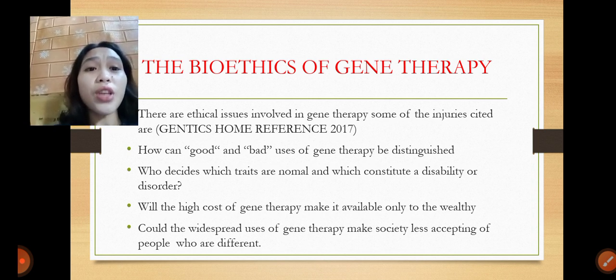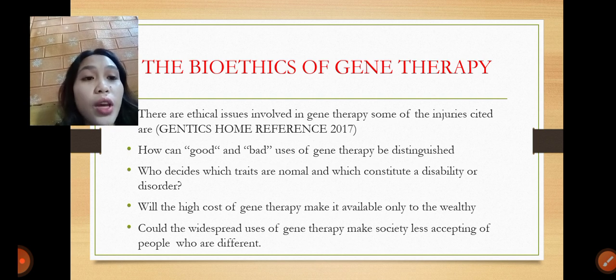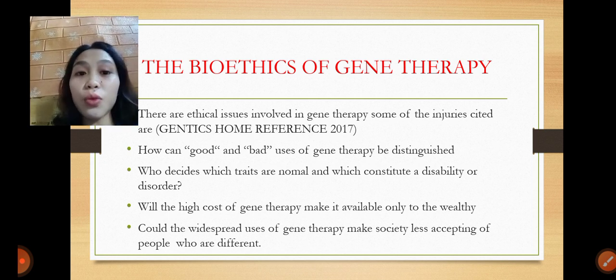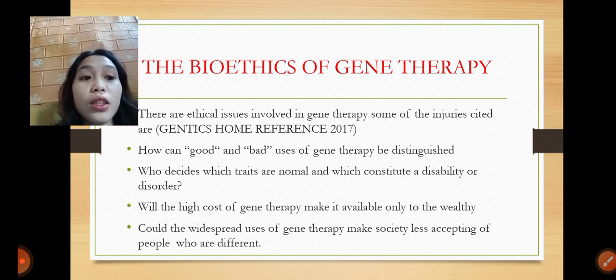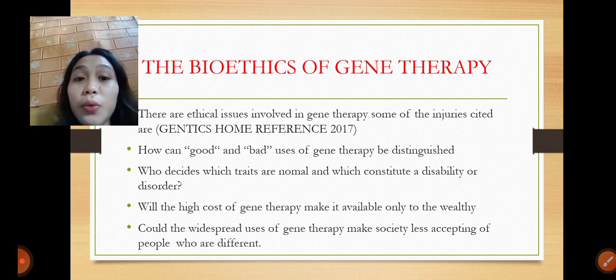The bioethics of gene therapy. There are ethical issues involved in gene therapy. Some of the issues cited are: first, how can good and bad uses of gene therapy be distinguished? Who decides which traits are normal and which constitute a disability or disorder? Will the high cost of gene therapy make it available only to the wealthy? Could the widespread use of gene therapy make society less accepting of people who are different?